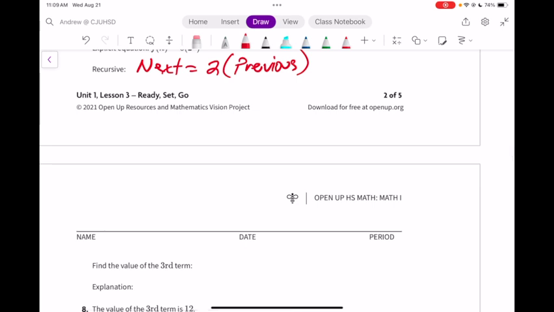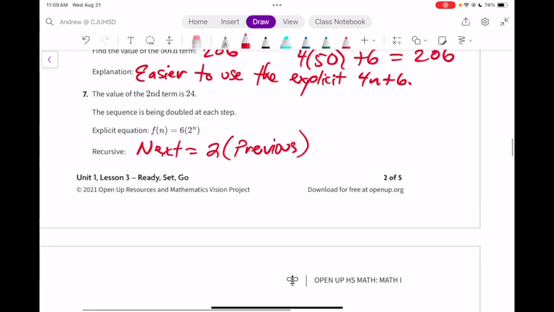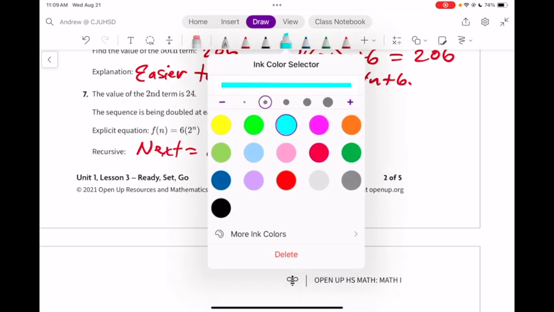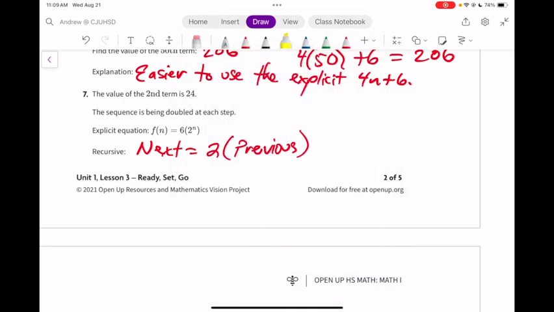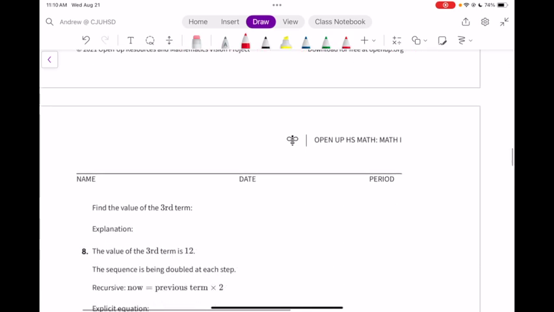Find the value of the third term. So what would be faster? Do you think it would be faster to put 3 into this equation or to double 24? Personally, I think it would be easier just to double 24. So I know the third term is going to be 48. Again, it would be easier to double 24.